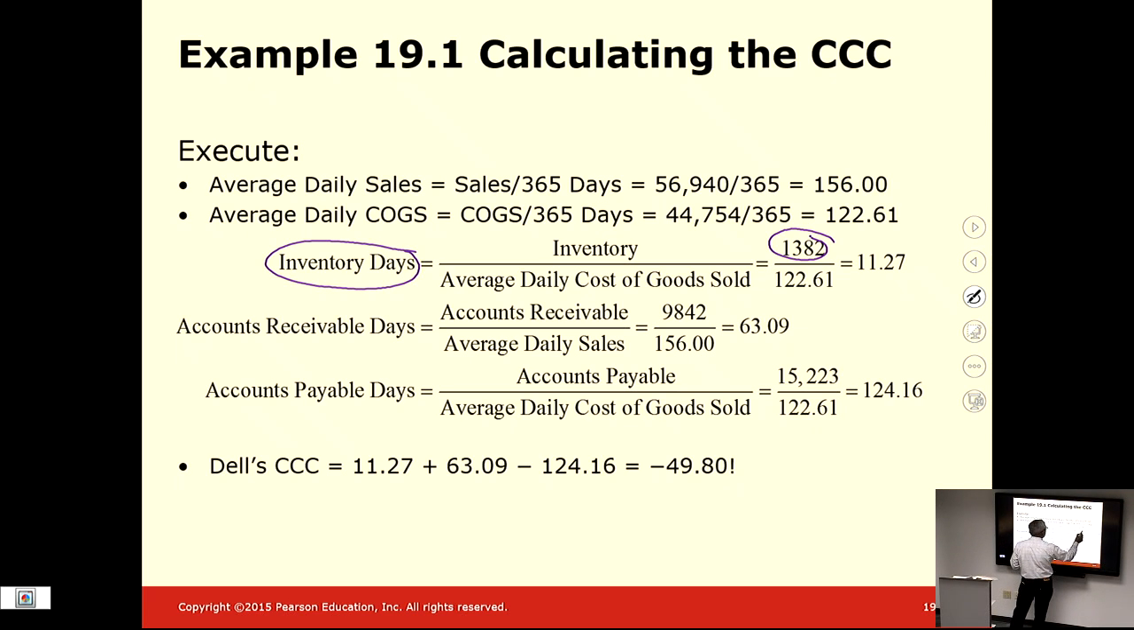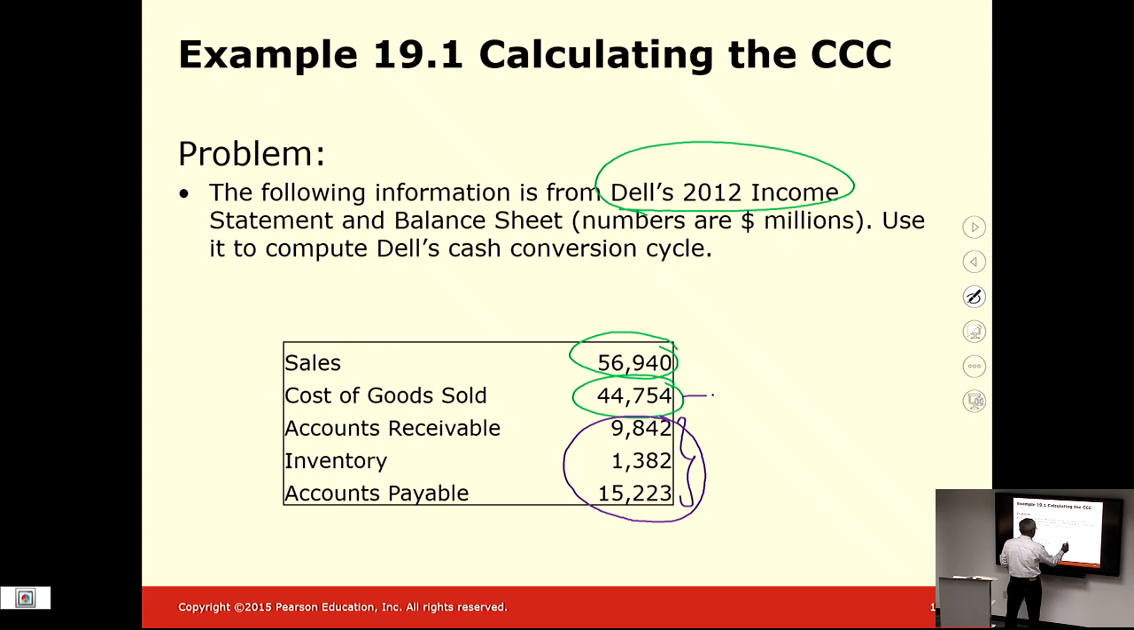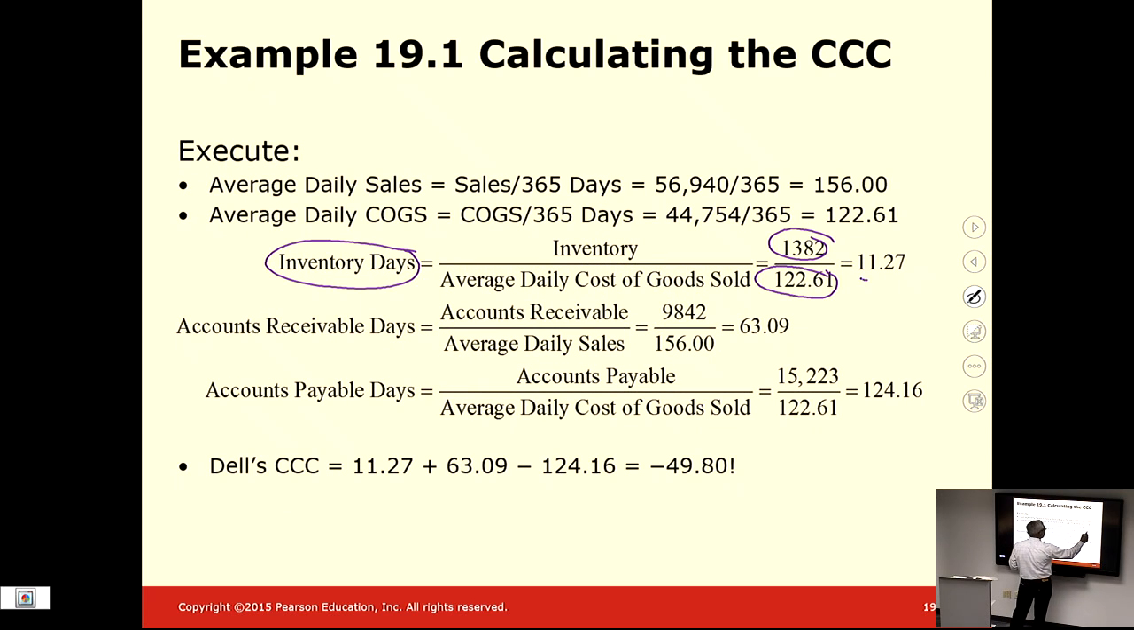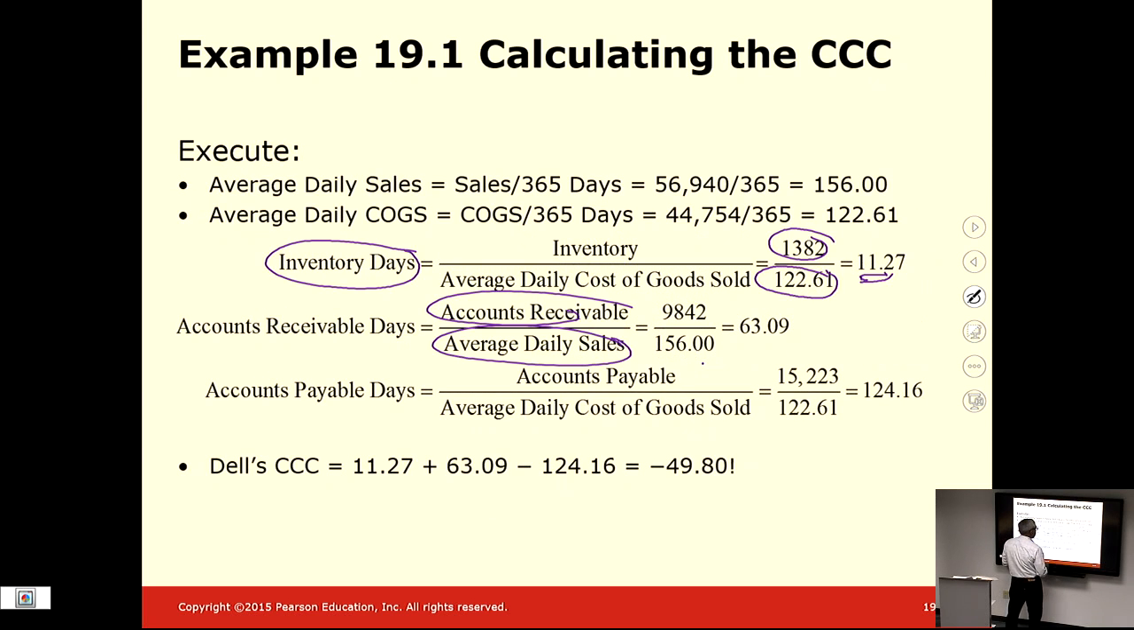Take inventory, divide that by the cost of goods sold, which is this number over here, divided by 365. That gives us 11.27. For accounts receivable, we take accounts receivable and divide that by daily sales, with the sales number again coming from here, and then divide that by 365. So that's 63 days to collect our accounts receivable. And then to pay our accounts payable, 124 days.